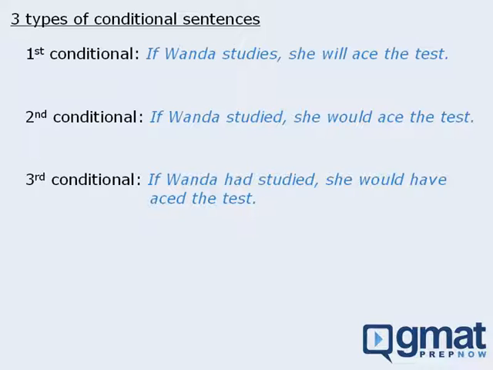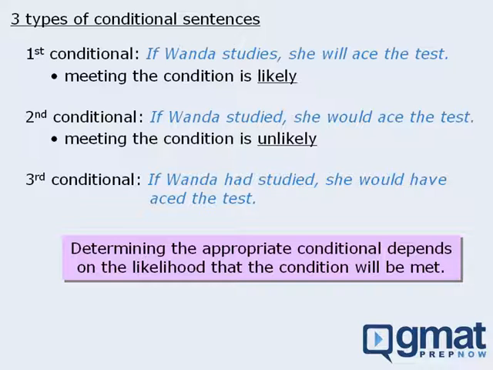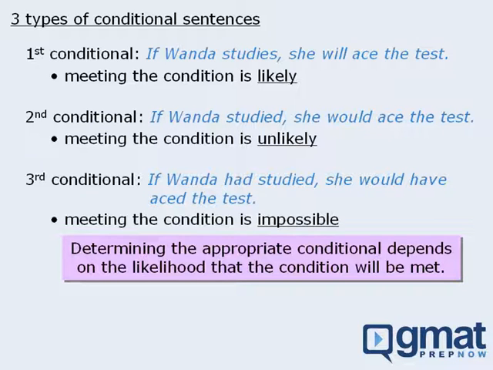Now, if you examine the three examples shown here, you'll see that each one has the same condition, that is, studying, and each one has the same result, that is, acing the test. So when is each conditional appropriate for a given context? Well, determining the appropriate conditional depends on the likelihood that the condition will be met. So, for example, if it's possible and likely that the condition will be met, then we'll use the first conditional. If it's possible but unlikely that the condition will be met, then we'll use the second conditional. And finally, we'll use the third conditional when it's impossible to meet the condition. These are instances when we no longer have a chance to meet the condition. So, for example, in the last sentence shown here, it's too late for Wanda to study.